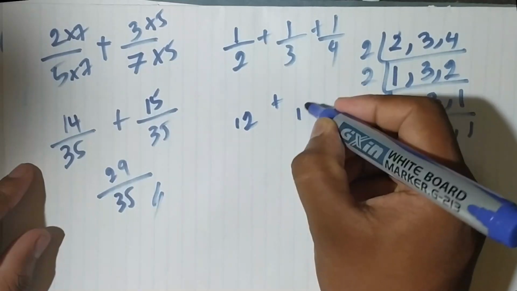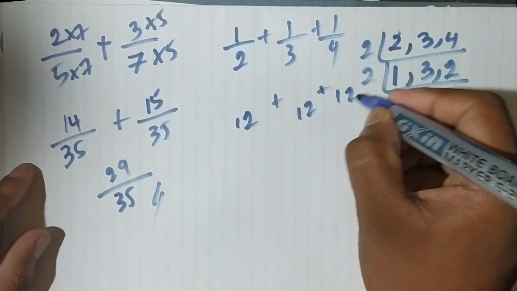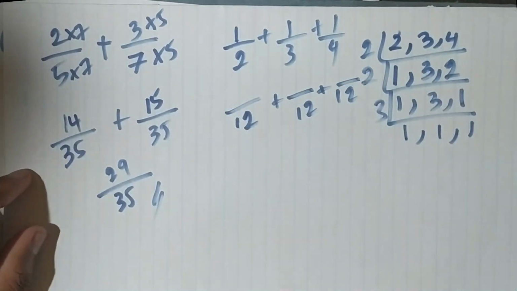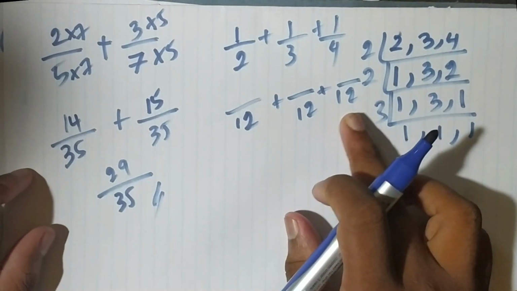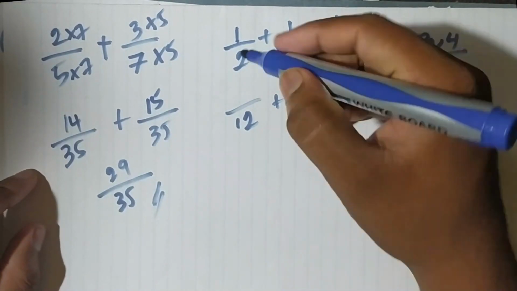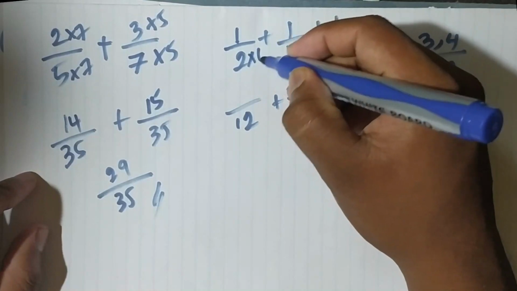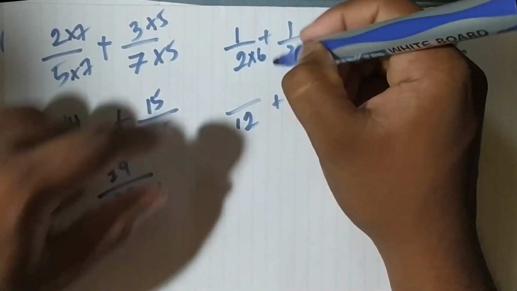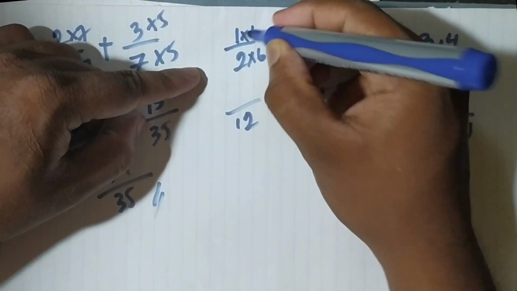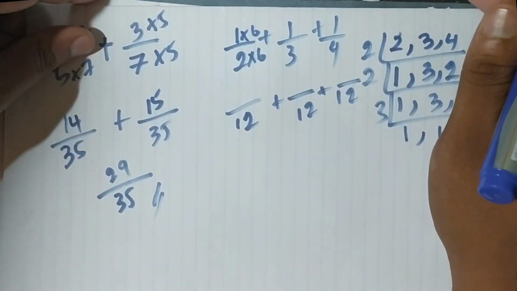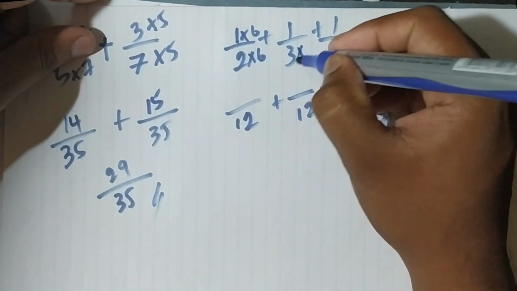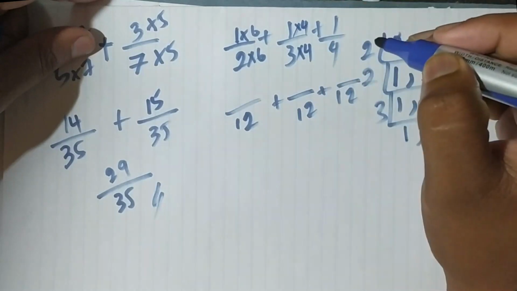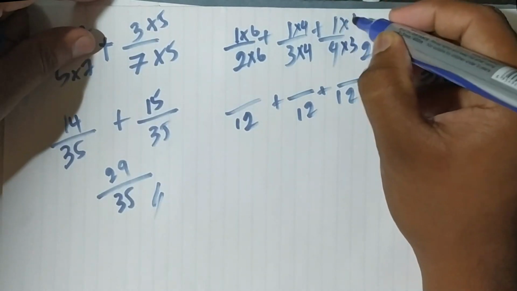So this one I should convert into 12. This one also I should convert into 12. This one also I should convert into 12. So I have taken the common denominator. Now 2 into how much is 12? 2 into 6 is 12. So if you multiply the denominator by one number, the numerator also you should multiply by the same number. So 3 into how much is 12? 4. This also multiply by 4. 4 into 3, multiply this by 3.